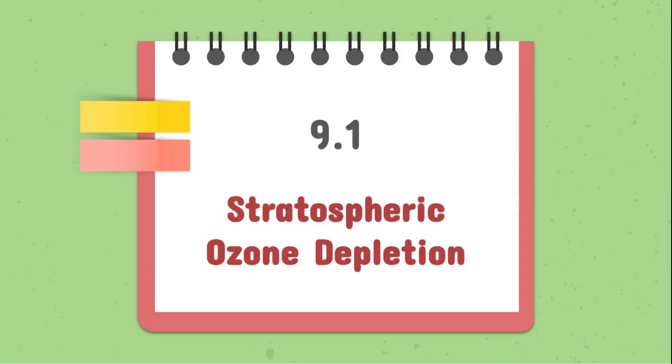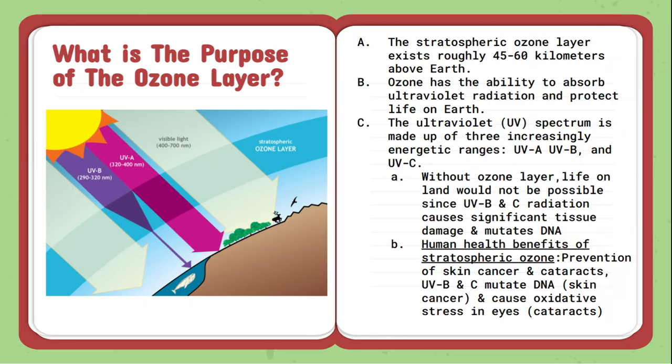Okay, looking at 9.1 first, stratospheric ozone depletion. Thinking back when we discussed in Unit 4, right, we spent time talking about the layers of the atmosphere. We know that the troposphere is the layer of the atmosphere where weather occurs, right? That's where it's closest to Earth. And then just above our troposphere, we discussed that that is now the stratosphere. And within the stratosphere is going to be ozone, O3, right? That is our ozone layer.